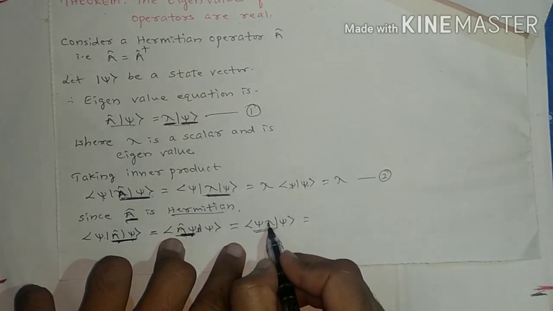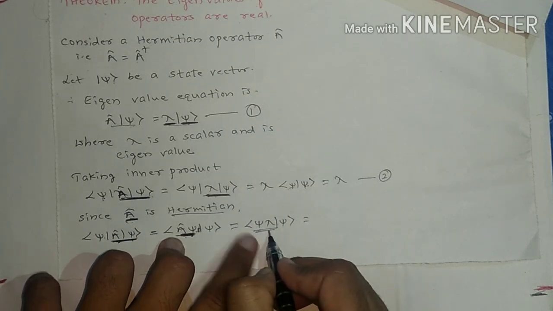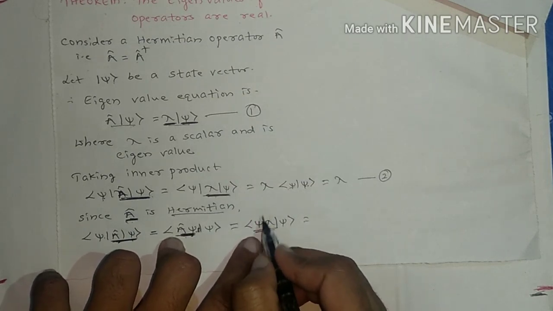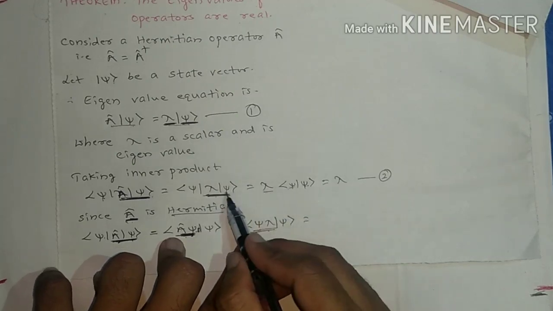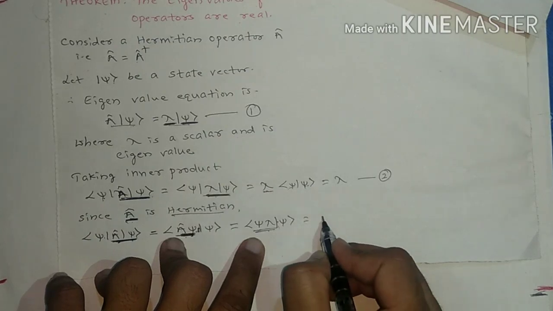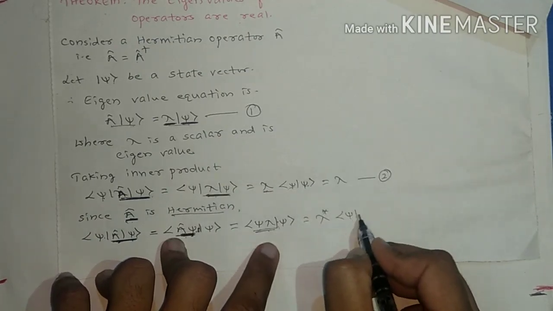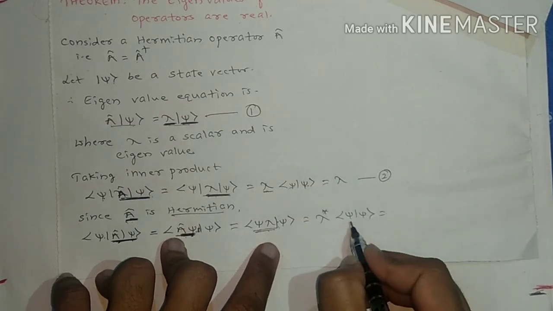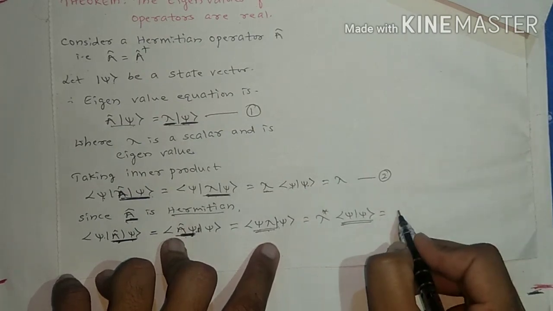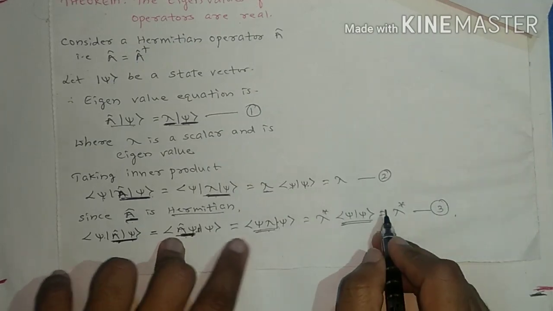Now the scalar is in the bra, and it is not easy to take it out directly like what we did here. To take it out, we have to write the conjugate of that scalar, and the rest as it is, and again this will be equal to 1. So here we get lambda star, as equation number 3.